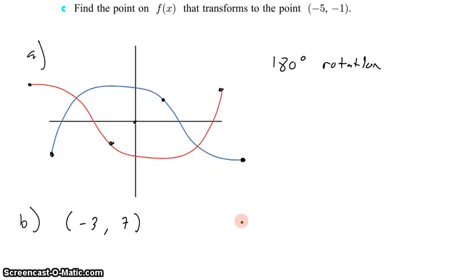For part C, if this point is on g(x), what was on f(x)? (5, 1). Same thing, we'll flip the sign. We'll do the vertical and the horizontal flips by changing the signs.